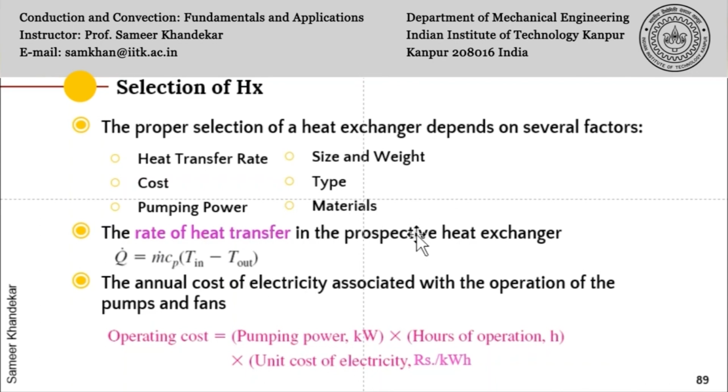The rate of heat transfer in the prospective heat exchanger is of course given by mCp delta T. And then with these considerations, you also have to see the annual cost of electricity associated with the operation of the pumps and the fans which are used for pushing the fluid inside the heat exchanger. So typically, for example, operating cost may come out to be pumping power in kilowatts multiplied by how many hours the heat exchanger is running, that means the pumps are running, and multiplied by the unit cost of electricity in rupees per kilowatt hour, and this will give you the operating cost.